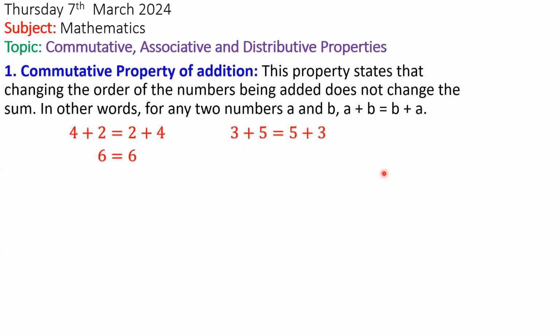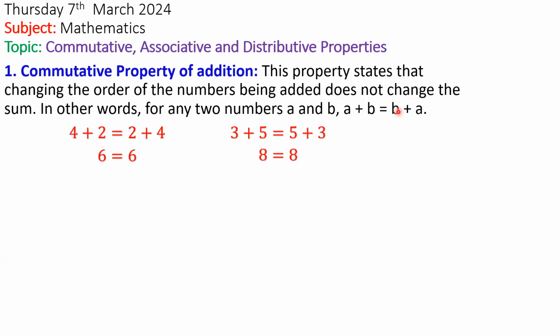Can you read the commutative property of addition, please? This property states that changing the order of the numbers being added does not change the sum. In other words, for any two numbers, A and B, A plus B equals B plus A.